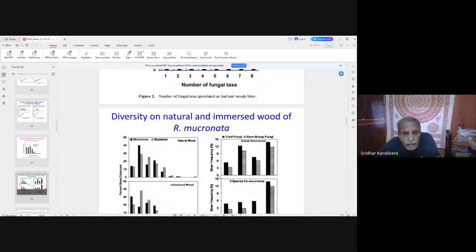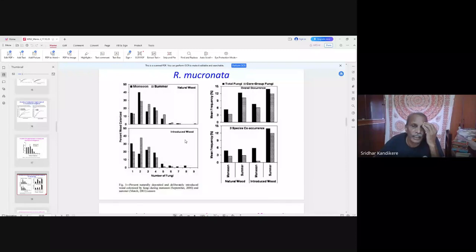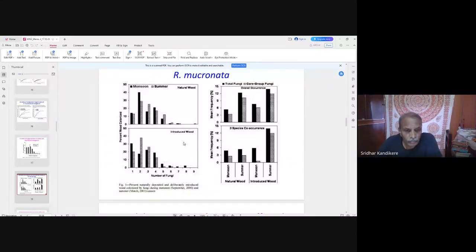Let us look at another picture where we collected the naturally occurring woody material in the mangroves, and also introduced wood material. We have deliberately introduced wood material. Here again is the same situation, 1, 2, 3, 4, up to 9 species. The 9 species were found during the summer period. This is very small, maybe one species. Whereas the monsoon period has almost 7 species, which is the maximum here.